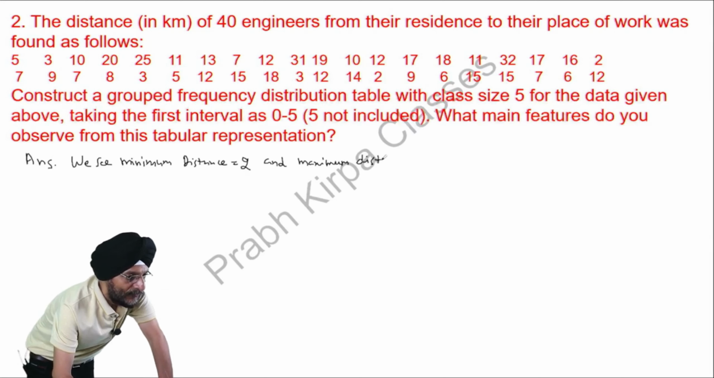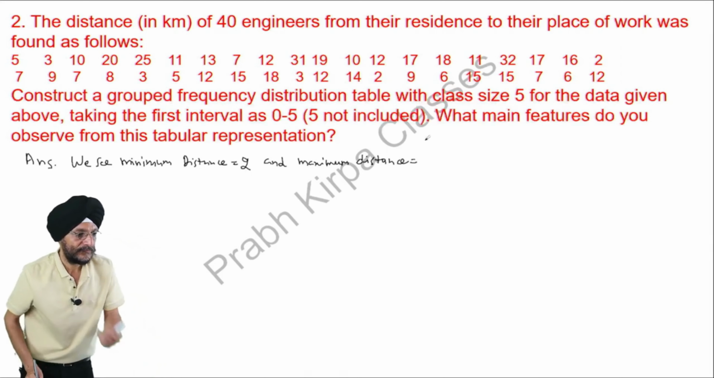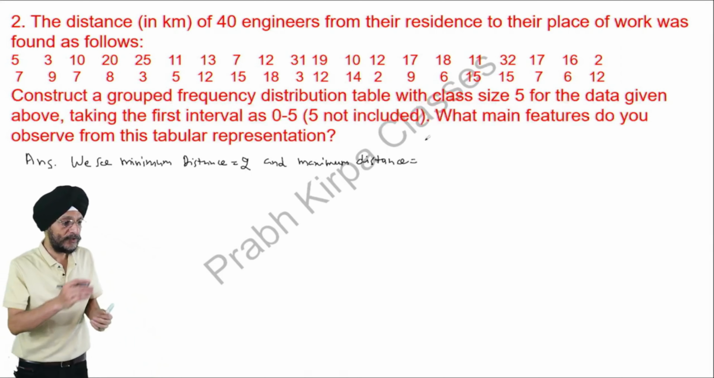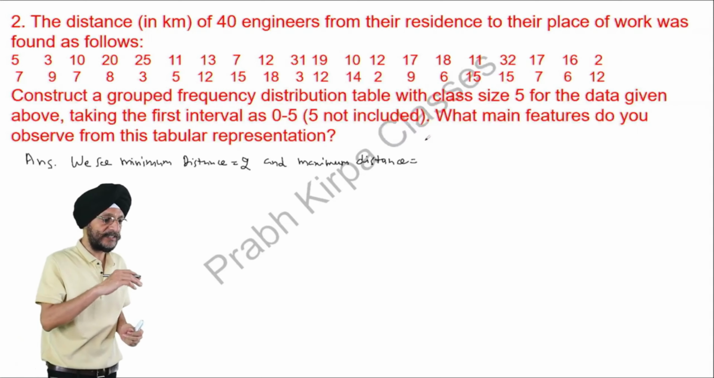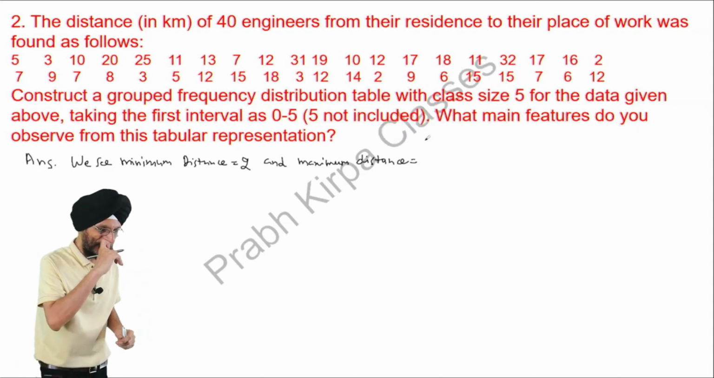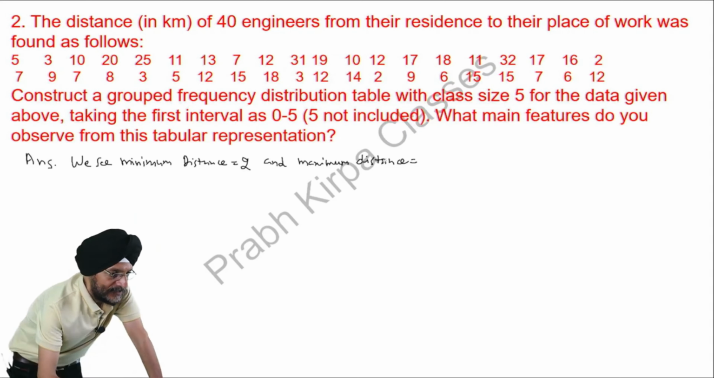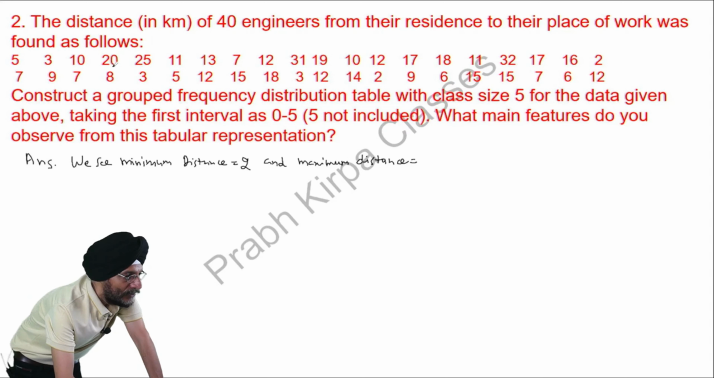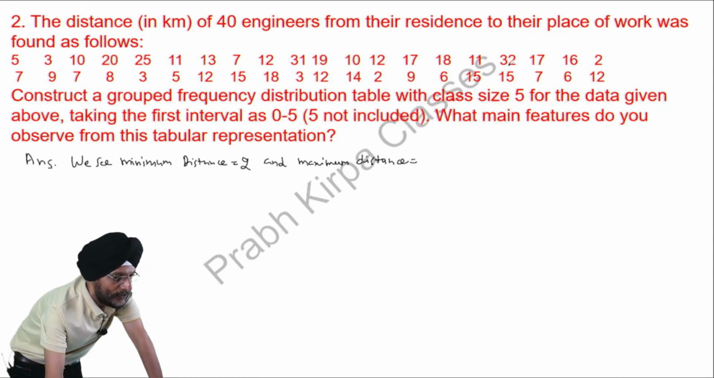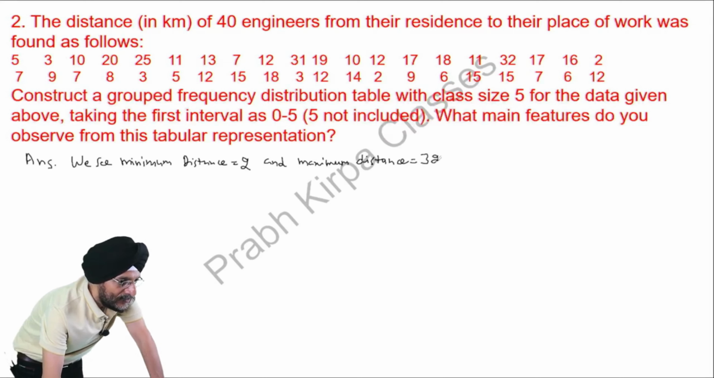You might ask why we are mentioning maximum or minimum distance. We are mentioning the same because on the basis of this distance we will form the groups or the intervals. So the maximum distance is here: 10, 20, 25, 25, 31, 31, anything more than that, this is 32, anything more than 32, no. So, the maximum distance is 32.